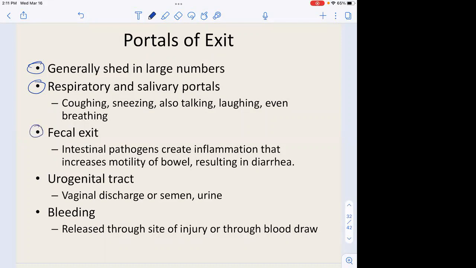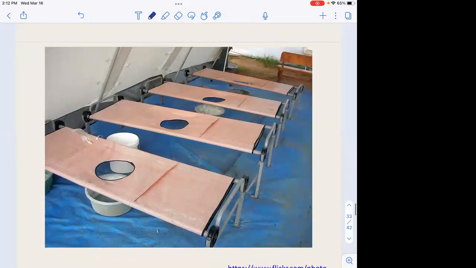Fecal exit. So there are pathogens, for example foodborne pathogens, or when we drink contaminated water, that cause increased motility of the bowel. It's just a hard word to even say, resulting in diarrhea. So let me switch to this picture.